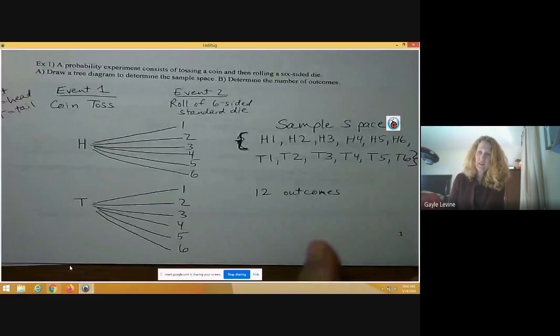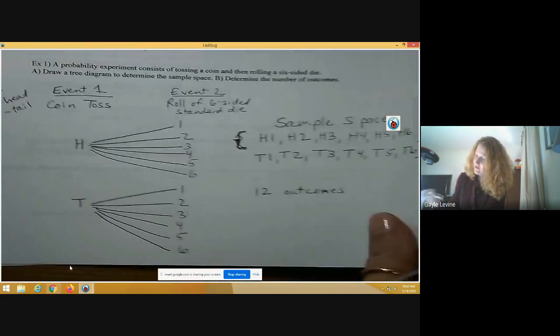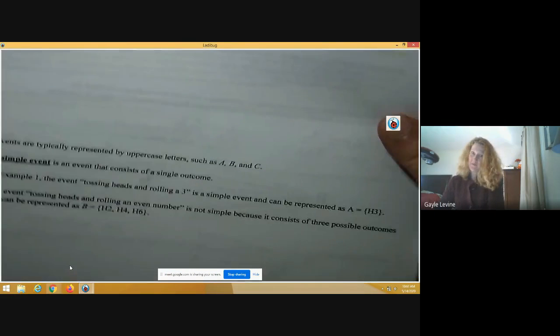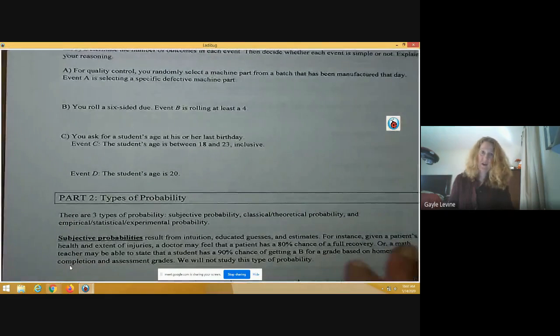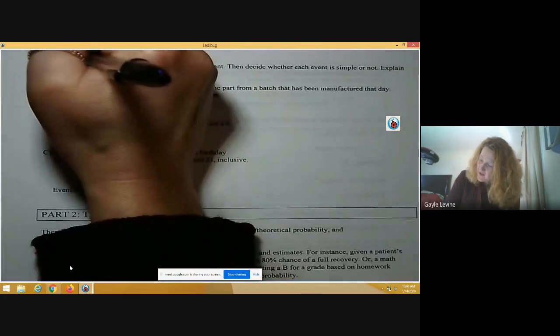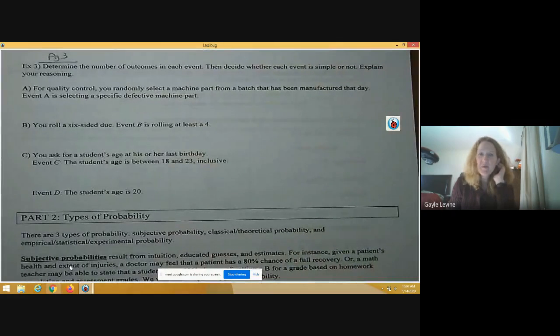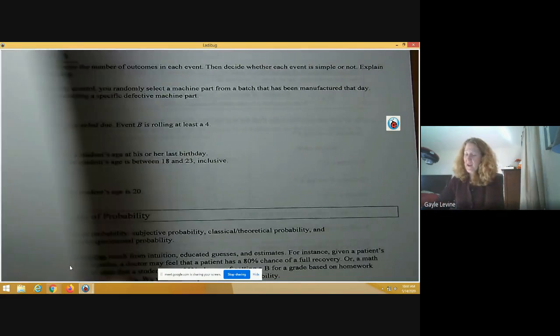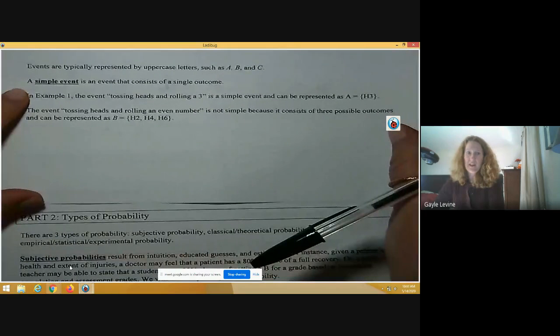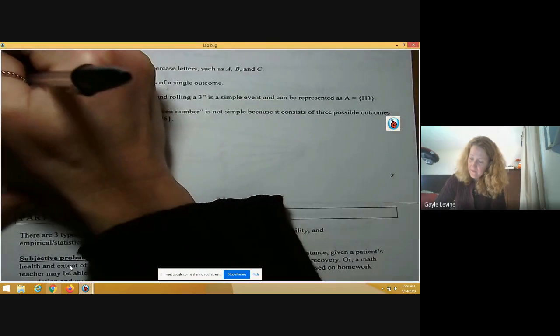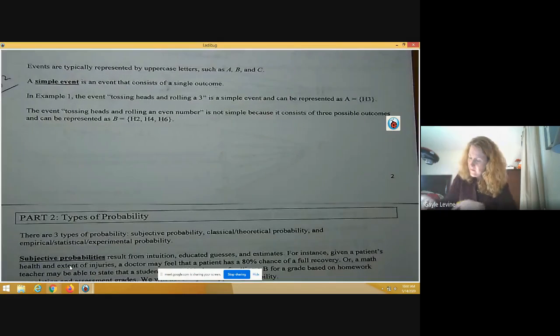The next thing I'd like to do is we're going to flip over to page 3, and what I'd like to do is look at a practice question. So this is the top of page 3. Example 3: determine the number of outcomes in each event, then decide whether each event is simple or not. Explain your reasoning. So a simple event, and this goes back to page 2, is an event that consists of a single outcome.